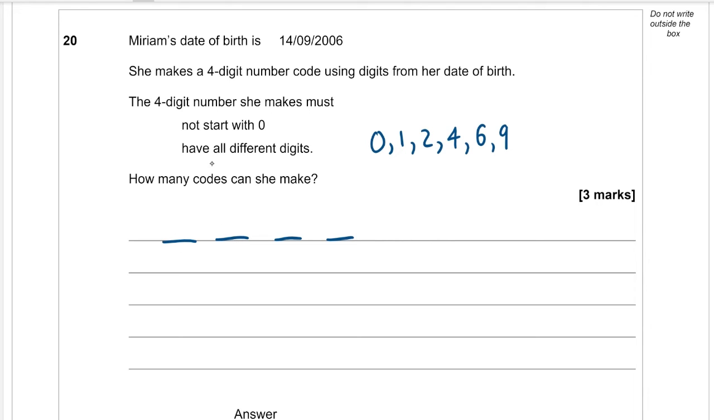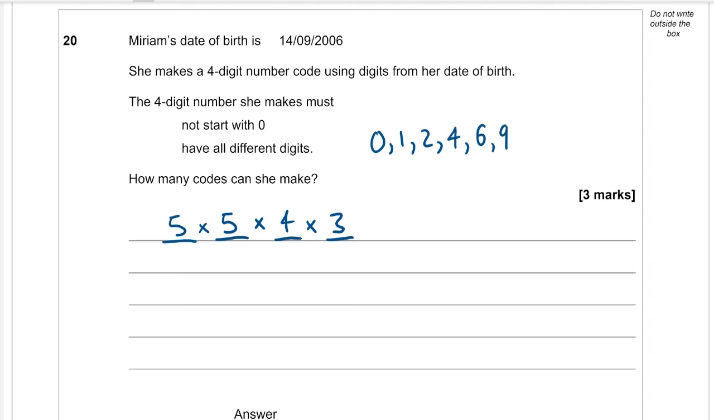So it must not start with a 0, which means there are 5 options for the first slot. Now the second slot could have a 0, but what it can't have is the digit we used for the first slot. So therefore, out of these 6, we can't use the one which she's already used, so there are now only 5 left over. And the next one, we've used 2 digits already, so therefore there are 4 left over we could choose from. And the final one, we've used 3 digits, and there are only 3 digits left.